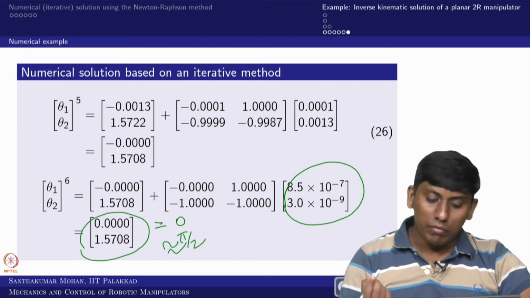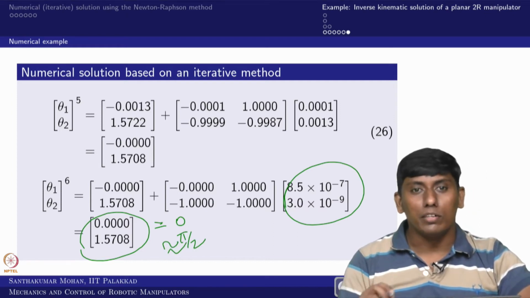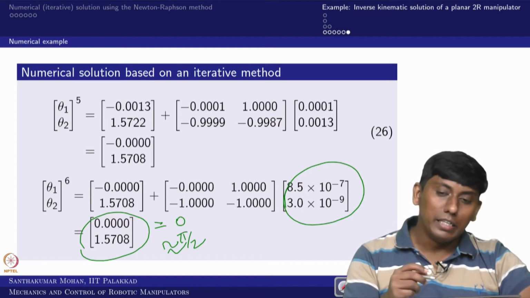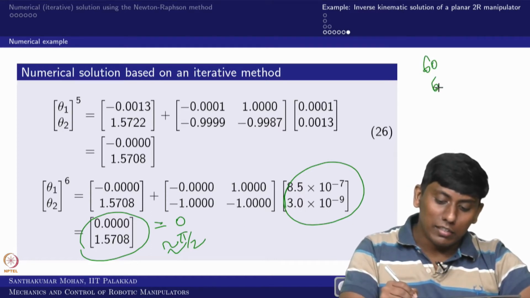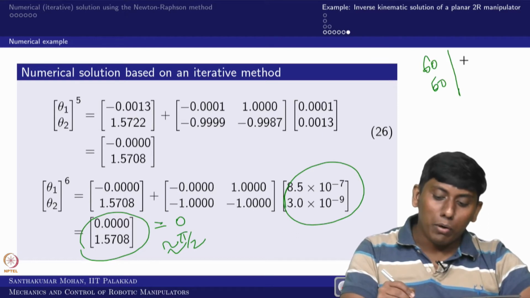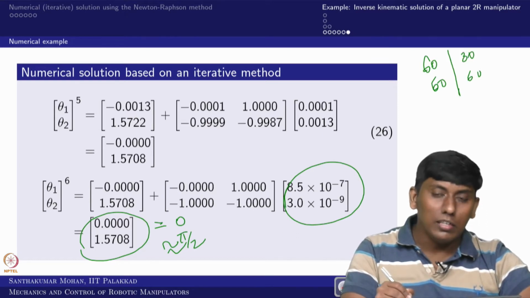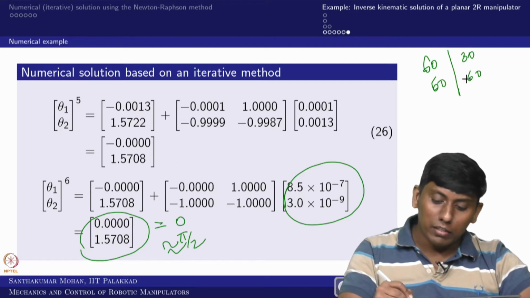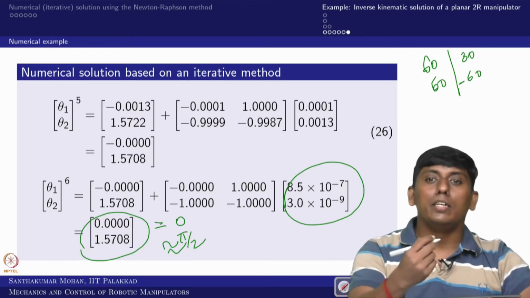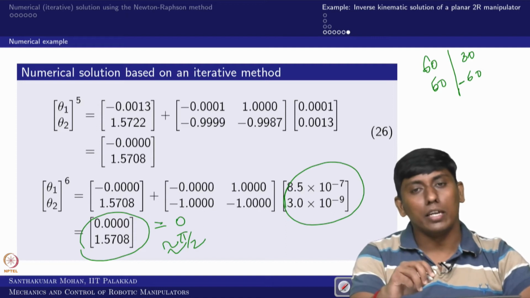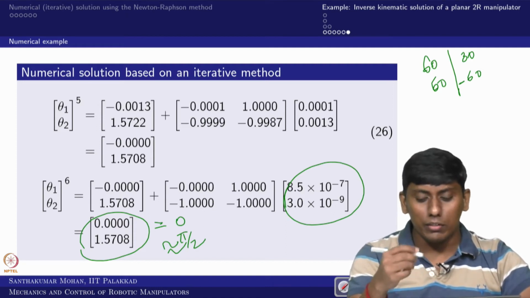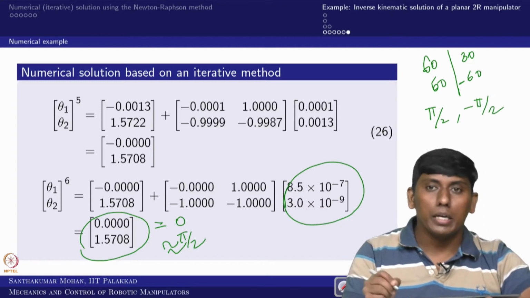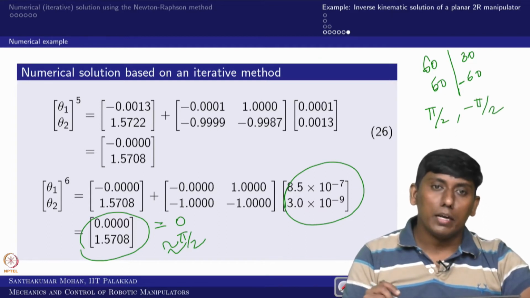So now we have obtained whatever we have derived. Now if you are taking, instead of the initial guess of 60 degrees and 60 degrees, probably something like 30 and 60, the iteration may take time. If you are taking 30 and minus 60, it may end up with the other solution. What is the other solution? It would be pi by 2 and minus pi by 2. Okay. So only one condition I am putting here.